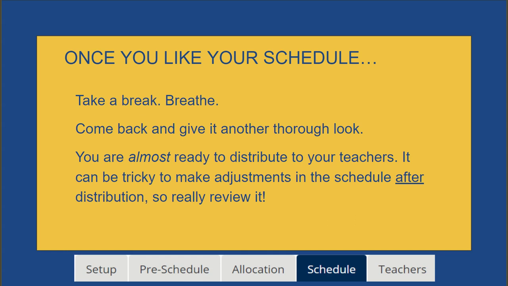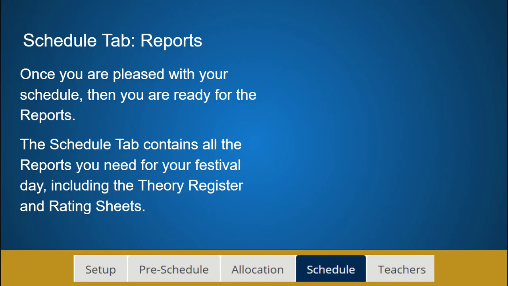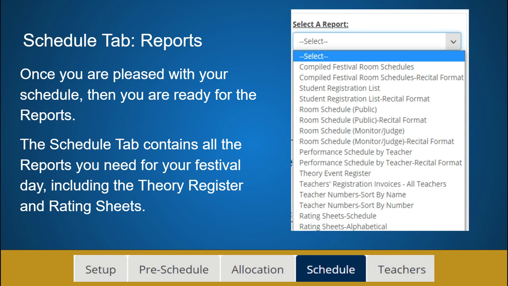Besides compiling the schedule, you will also find the reports, including your theory register and rating sheets. Once you are pleased with your schedule, then you're ready for the reports. The Schedule tab contains all the reports you need for your festival day. Click on Select a Report to view reports and rating sheets. Here is where you see 5 reports, which can be downloaded with schedule time or the same report in recital format. So if you're using recital format, you need to select the ones that say recital format.